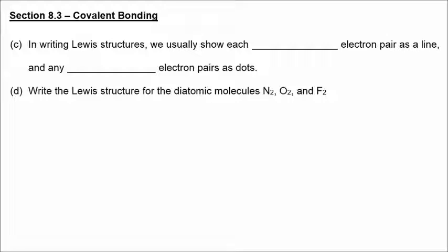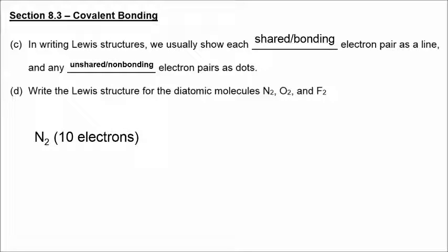In writing Lewis structures, we usually show each bonding or shared electron pair as a line, and any non-bonding or unshared electrons as dots. For nitrogen, each nitrogen atom has 5 valence electrons, so we have 10 electrons altogether. We can connect them with a dash. That's 2 electrons. And then we have lone pairs or non-bonding pairs. That would be 4, 6, 8, 10.